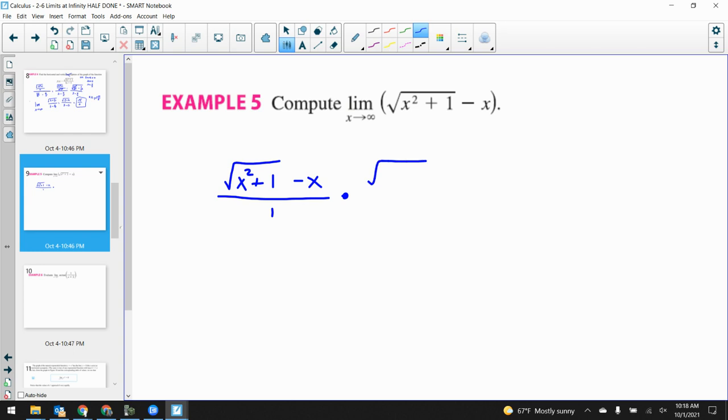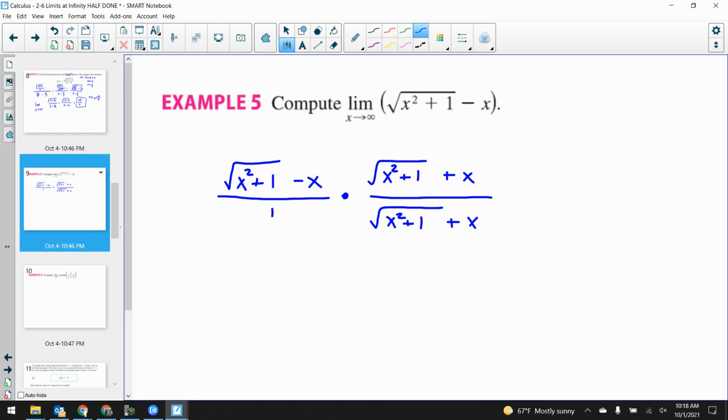Okay, I'm going to multiply by the square root of x squared plus 1 plus x over the square root of x squared plus 1 plus x. That is the conjugate of the numerator. Basically, the minus sign turns to plus. Now, how does that help us?